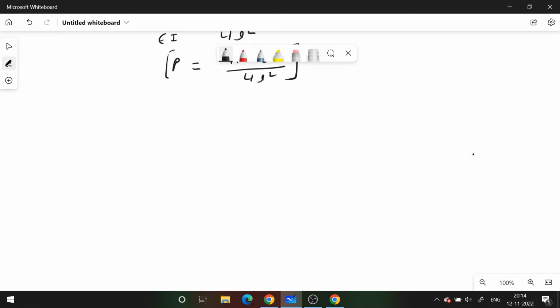Now considering the last case, case number 4, when one end is fixed and the other end is hinged.